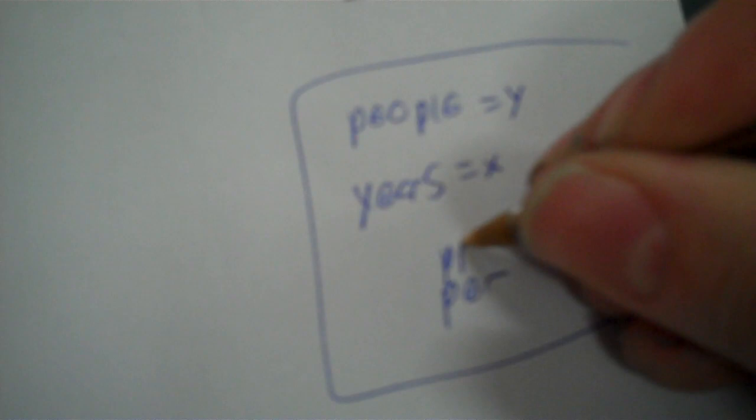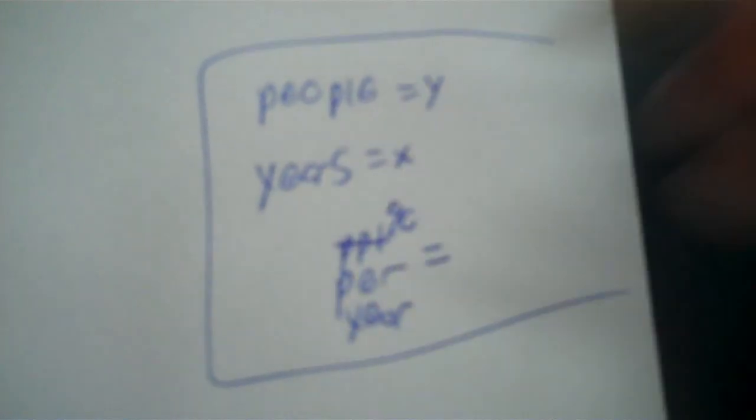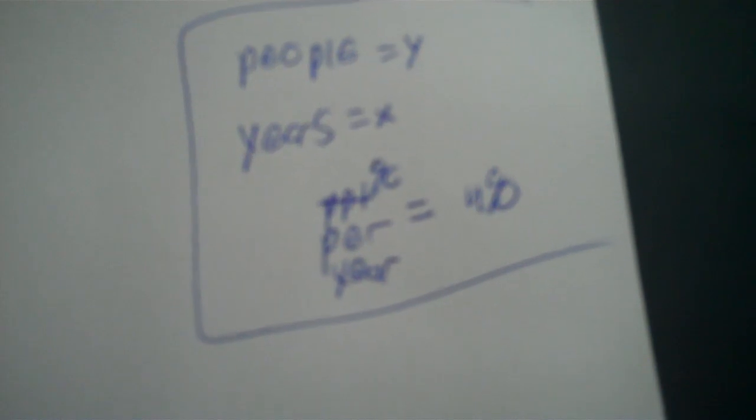So years is X, people is Y. So we would go people per year. Okay, the people per year, well, there's no people per year, it's a percent per year. So the rate of change is a percent, 4%. Well, that's an exponential function now. It just goes down, down, down, but it levels out at zero, obviously. So it's an exponential function.